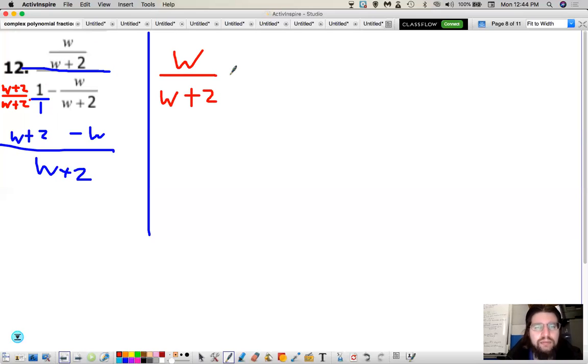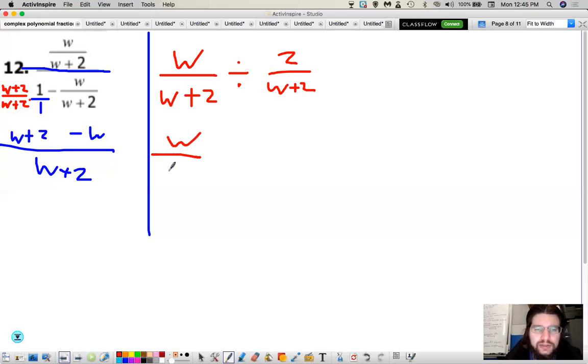So now I'm going to write down my first term, my numerator, factor, I guess. Divided by, so I'm going to multiply by the reciprocal of this. I'll write it as division first. So if I simplify this, that's 2 over w plus 2. Now I'm going to reciprocate.